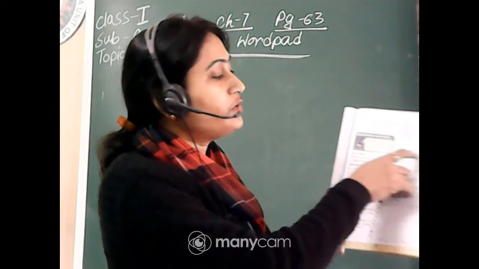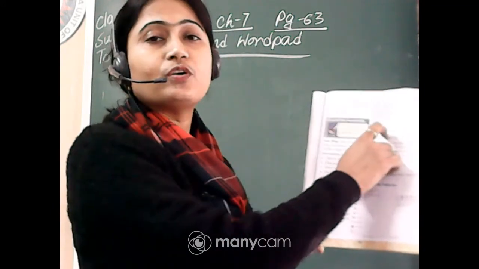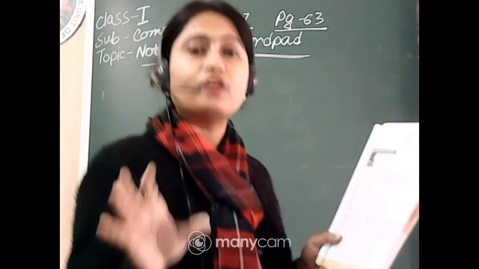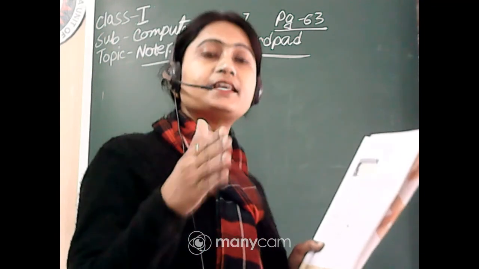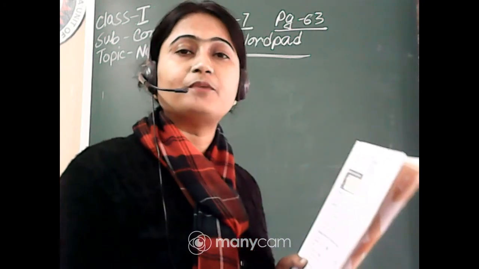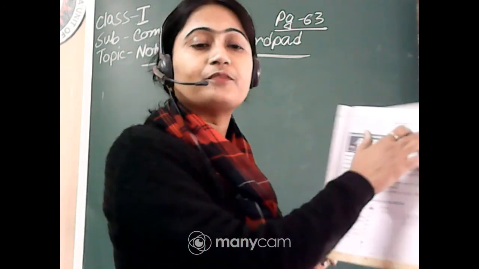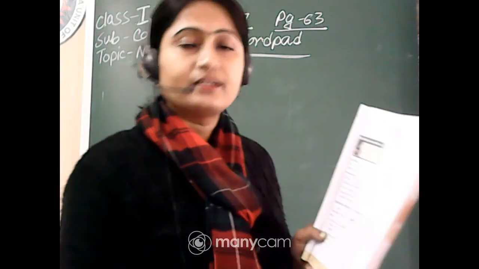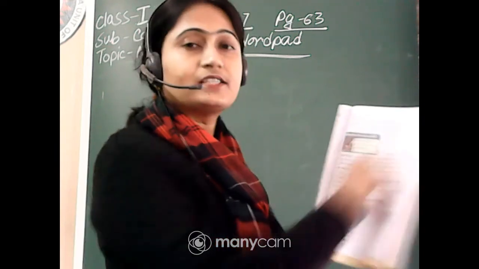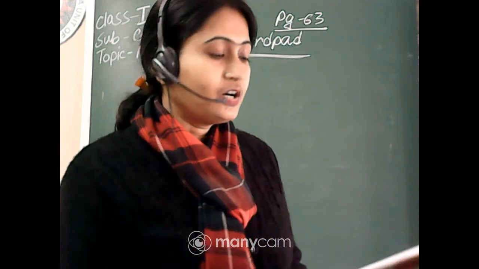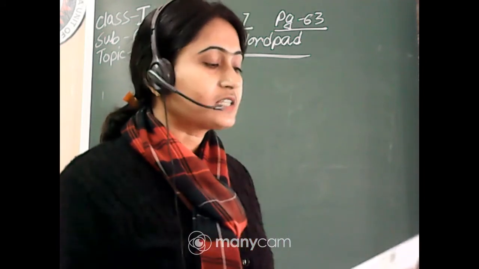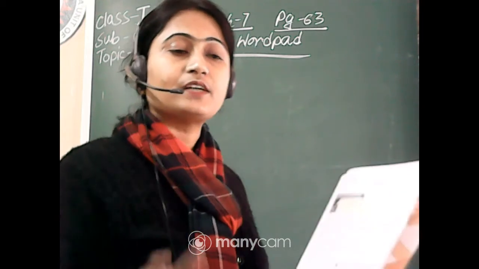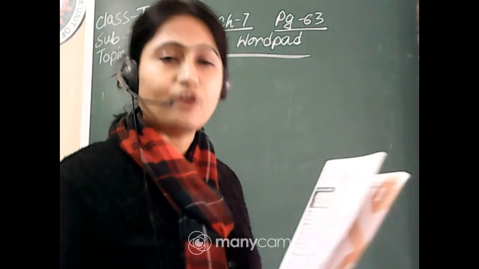When you click on New, you can see this type of window will open. There is a cursor blinking. That means the page is ready for writing. Whatever you type from the keyboard will start from where the cursor is. You will see the cursor on the screen. Start typing the text from here. Wherever the cursor is, your writing will start from there.